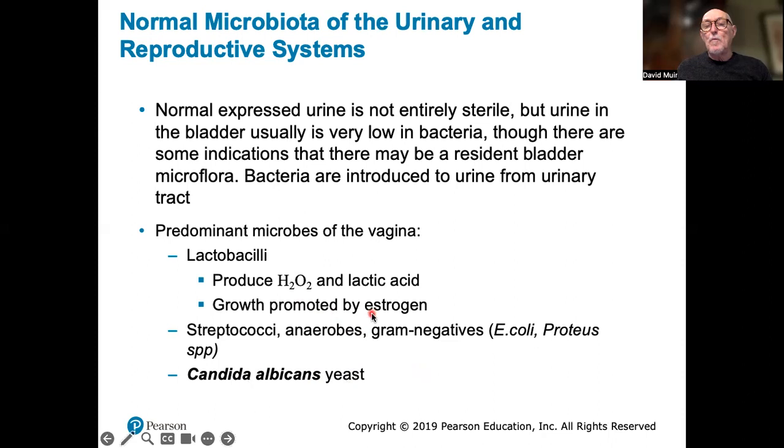It does not like the low pH caused by the lactic acid. If the pH of the vagina begins to rise, then it makes it possible for Candida albicans to begin to bloom, to replicate, and cause problems. This is the characteristic yeast infection, which produces itching and sometimes a purulent discharge. And this is in response to changes in the structure of the microbiome of the vagina.